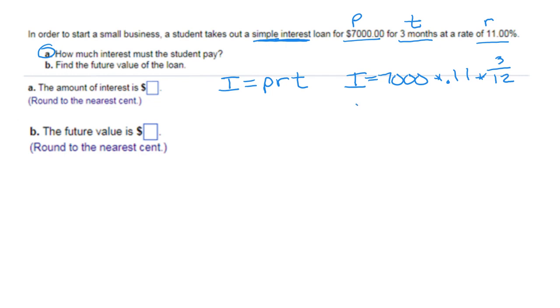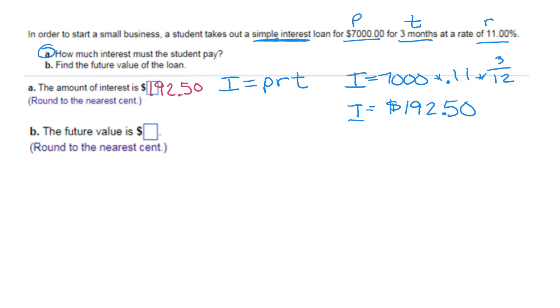Okay, place this in your calculator. We're just finding the interest, and the interest is coming out to be $192.50. So that is the first value. Interest is $192.50.